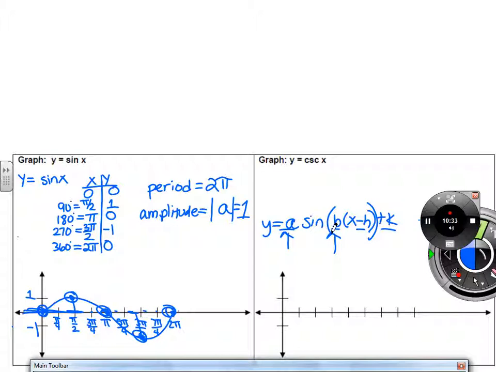Does that make sense? So right now in your groups, when you're done talking, everyone should be able to tell me A does this to the graph, B does this to the graph, H does this to the graph, K does this to the graph. Make sense? Yes? Okay, so talk with your group until you can complete those 4 sentences. Okay? All right, go for it.